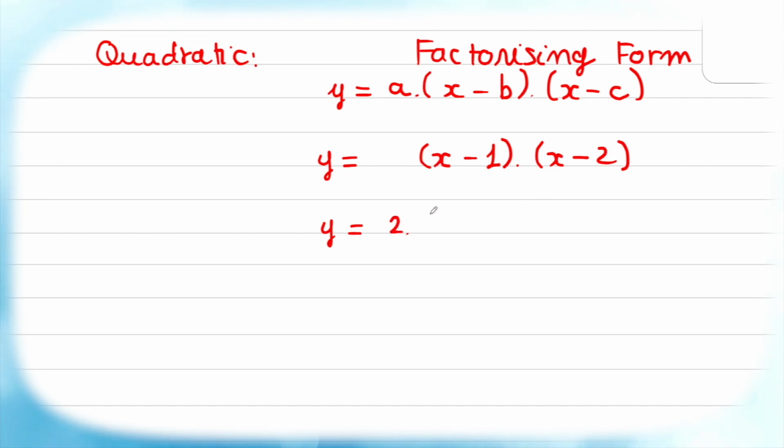But sometimes the question will give you the factorizing form of the quadratic equation like this one. This means we have a number outside the 2 brackets here. Okay, so that is the factorizing form of a quadratic equation. How can you draw the parabola?